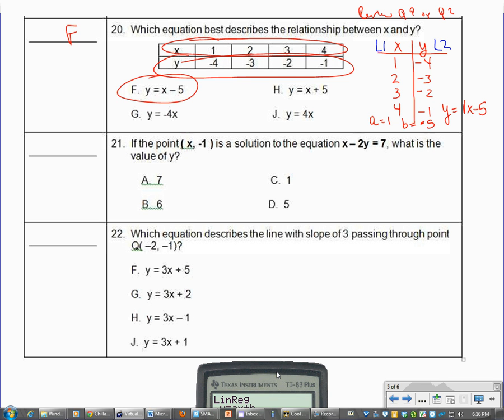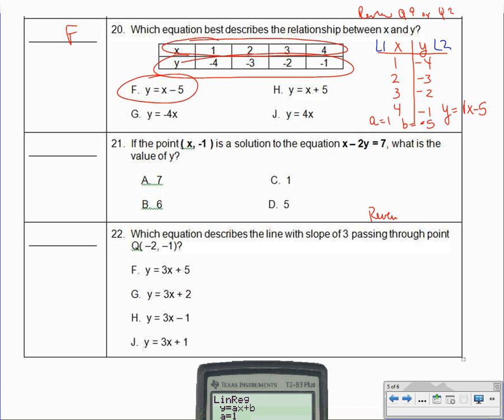Number 21 comes from review question number 15. It's the same question, only the numbers have changed. So if the point x, -1, is a solution to the equation, what is the value of y? It should be what's the value of x, because it gives us the value of y as -1. Everywhere you see a y, you're going to put in the value of -1. And then solve for x.